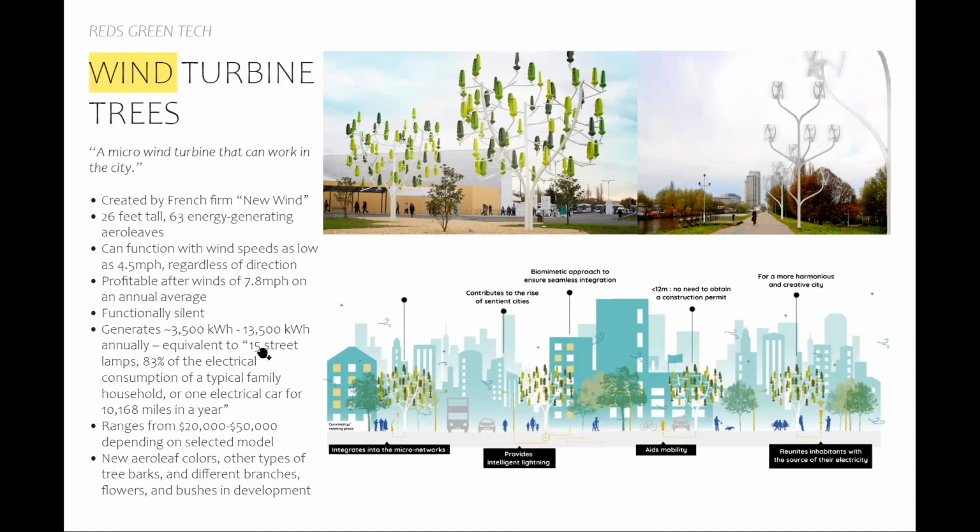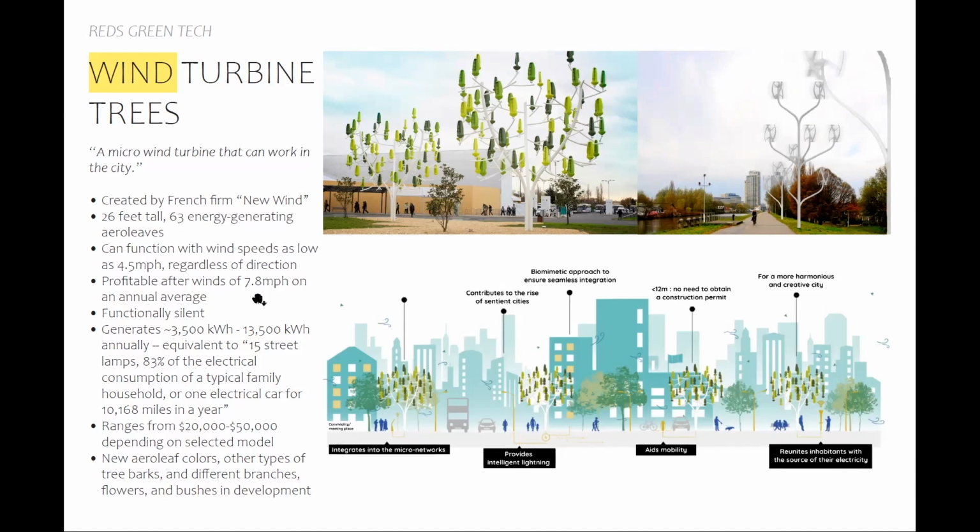And if you can see here, that's approximately 15 street lamps, 83% of the electrical consumption of a typical family household, or one electrical car for 10,168 miles a year. And that's above the average amount that someone drives a year. So the energy producing capabilities of these structures is insane. And they look really cool. I'd be instantly drawn towards these if I were to see them.